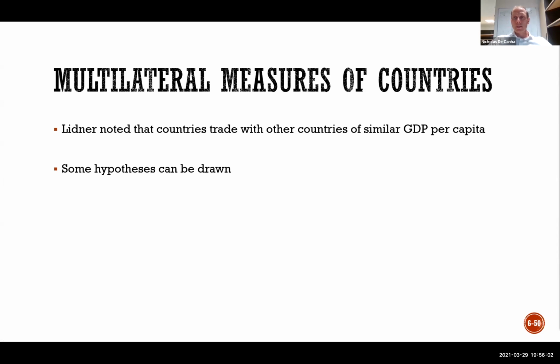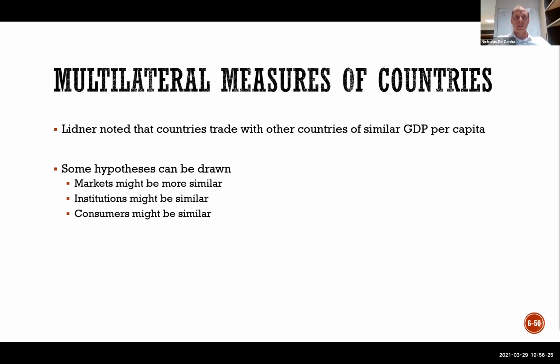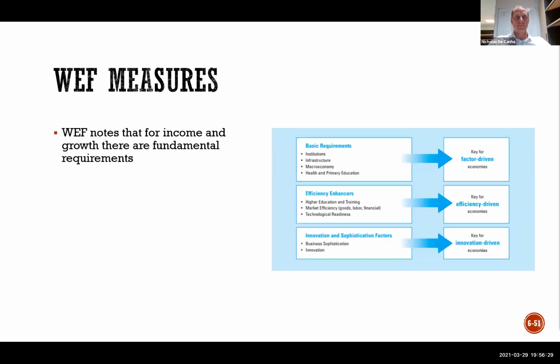As we noted in the second lecture, somebody called Linder noted that countries trade with other countries which have similar GDP, and therefore you don't always see capital-rich countries exporting capital-rich products. And so markets that trade together are more similar than we might think. Markets can be more similar than we initially thought. Institutions might be more similar, and consumers might be more similar, even advertising.